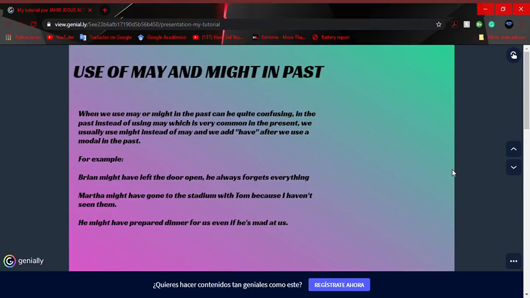Going to may and might. In the present I said that we can use may and might all the time. But right here we are going to use only might. Here we have an example that says Brian might have left the door open. He'll forget something. We express with this 50-50. And we also add have to the modal.